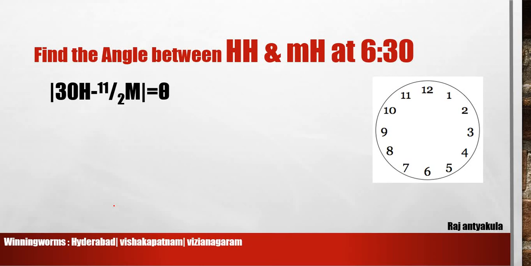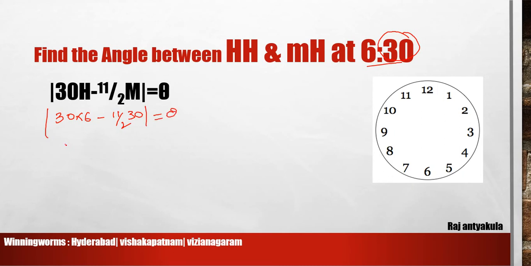Now, find the angle between the hour hand and the minute hand at 6:30. What is the h value given? 6. So 30 into 6 minus, what is the m value given? The m value is 30. So 11 by 2 into 30, which is equal to theta.